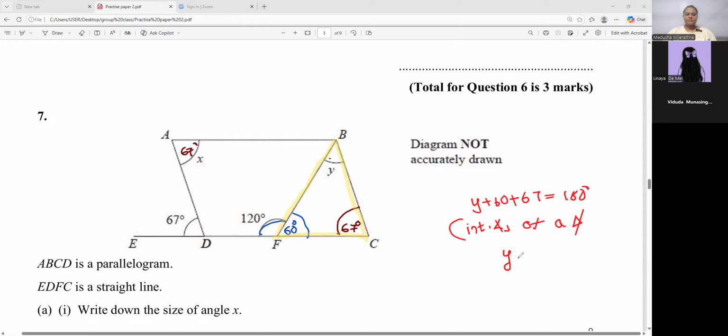Then find what Y is. 180 minus 60 plus 67. 53 degrees. Practice writing the reasons whether they ask or not.